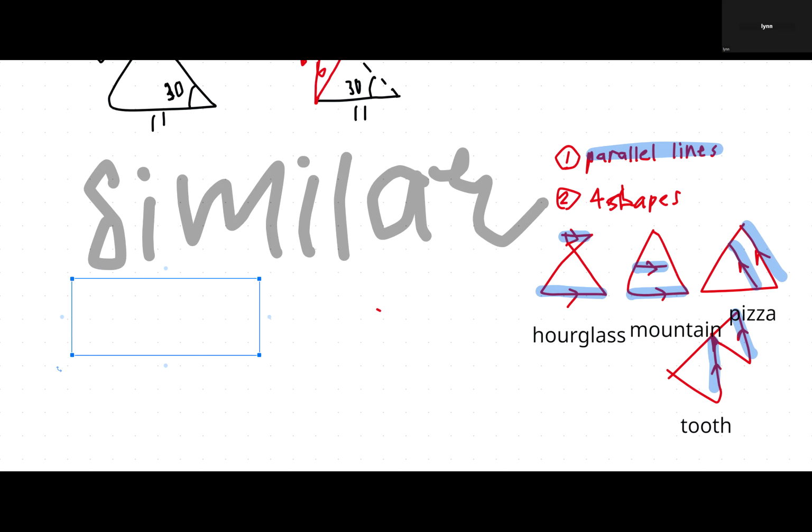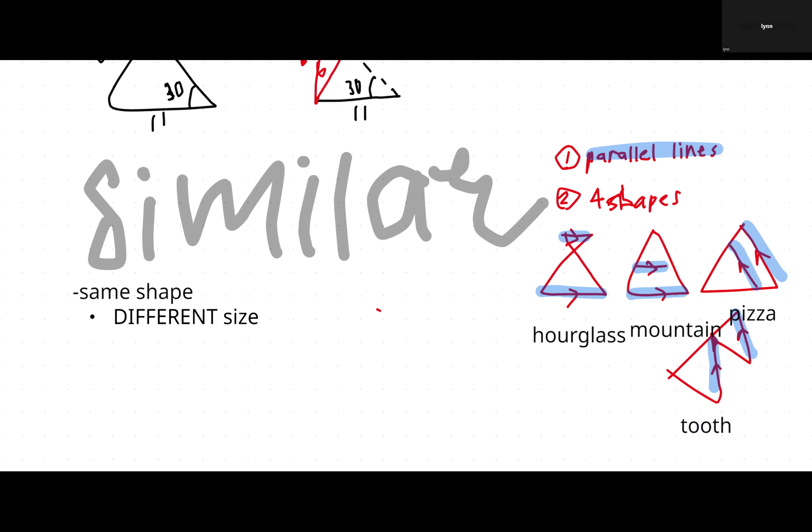You must compare triangle with triangle. Can you compare triangle with rectangle for similarity? Yes or no, guys? No, right? So same shape means triangle with triangle. So now, next we're going to do the different tests.